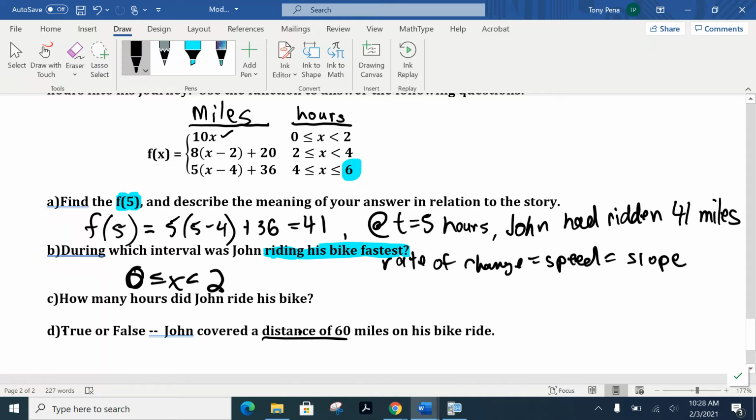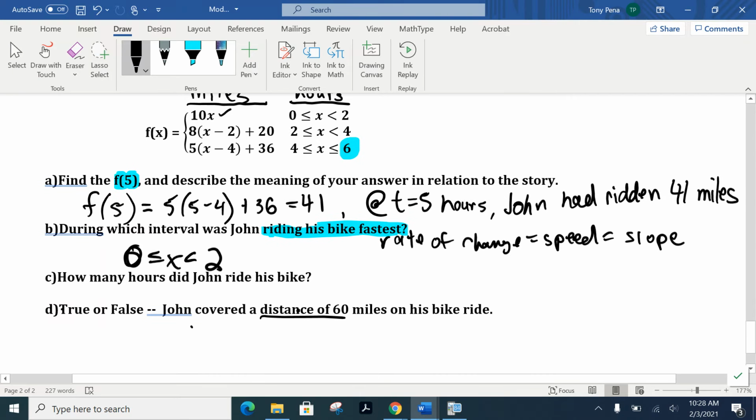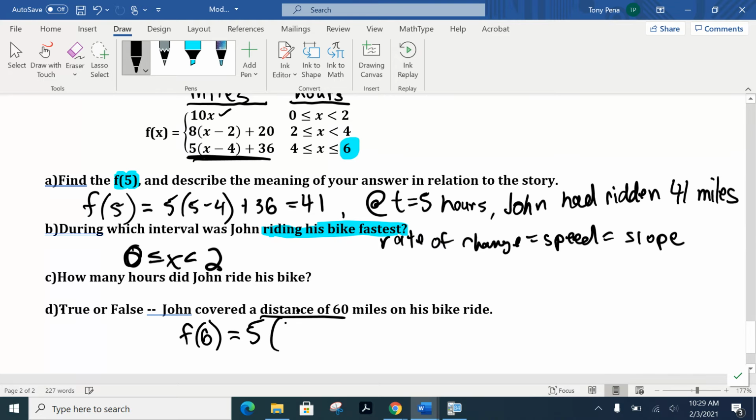So what this question is really asking is, how far did he travel over that 6 hour window? So what we would want to calculate is, what is f of 6? Because that's going to tell us our total miles traveled over that 6 hour period. So that's definitely this last function. So we're going to do 5 times x minus 4. So 6 minus 4, and then plus 36. That then becomes 5 times 2 plus 36. That's 10 plus 36, which is 46.